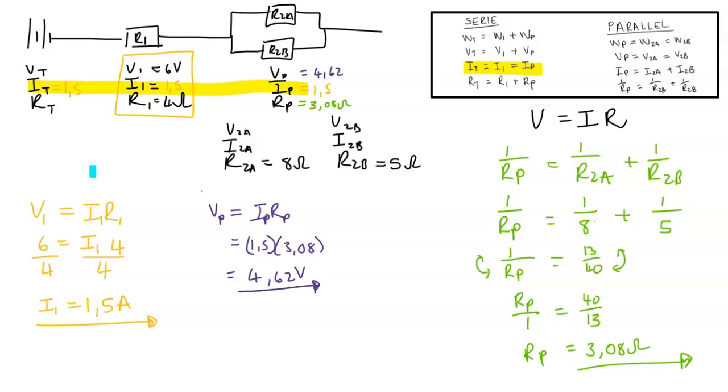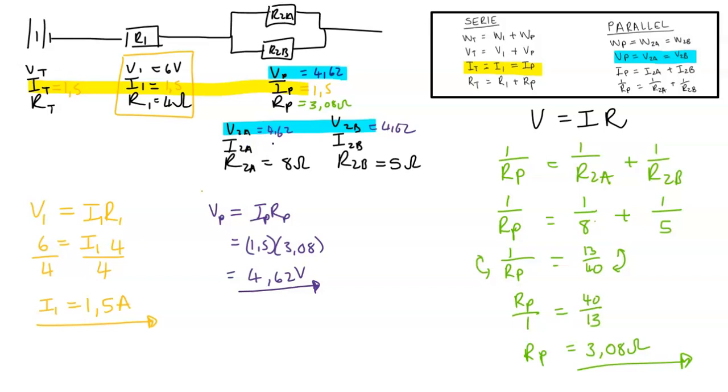Now remember, when we were using the highlighters earlier, I also said that the voltage in the parallel piece is the same everywhere. So that value equals this value equals that value. So I can add the 4.62 over there, and I can add the 4.62 over there. Okay, and now we're almost done.